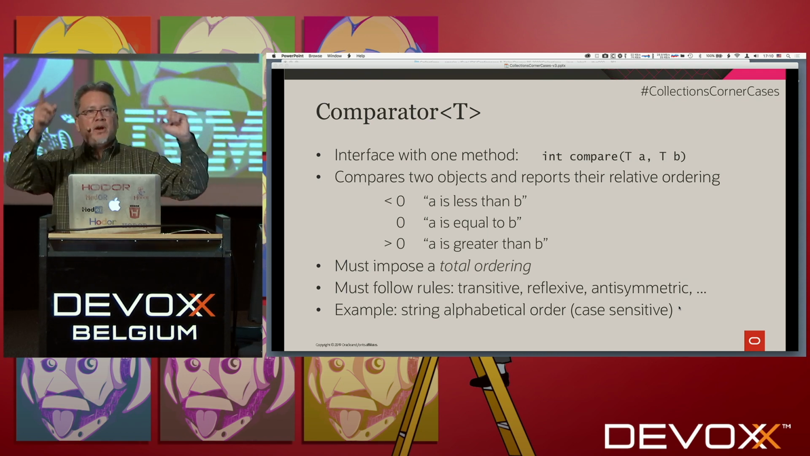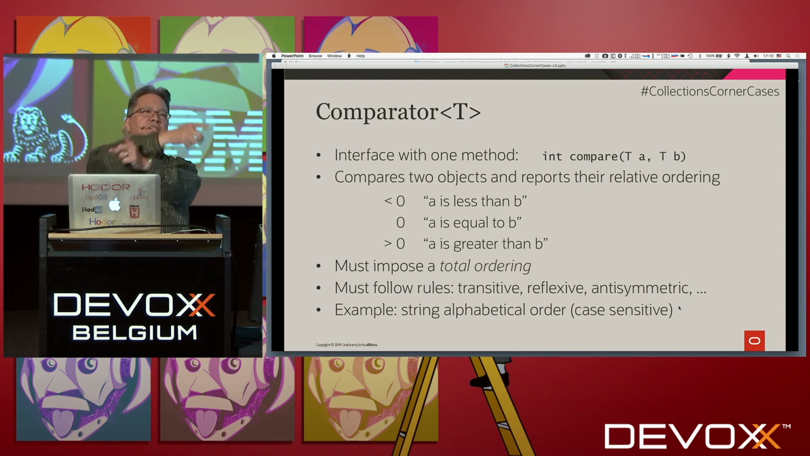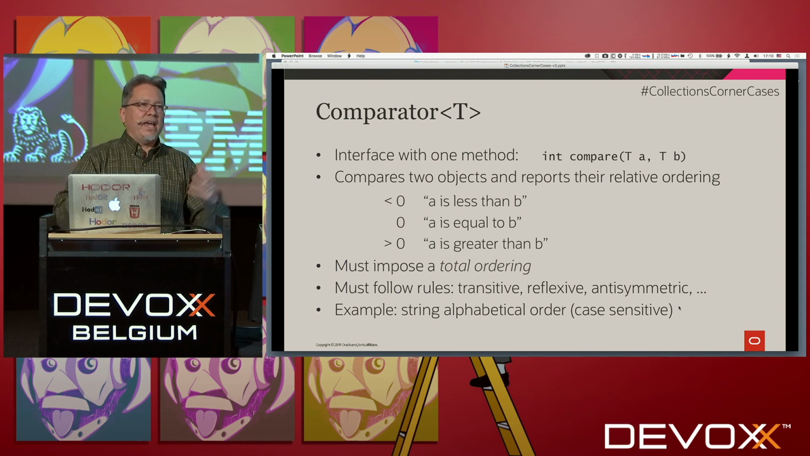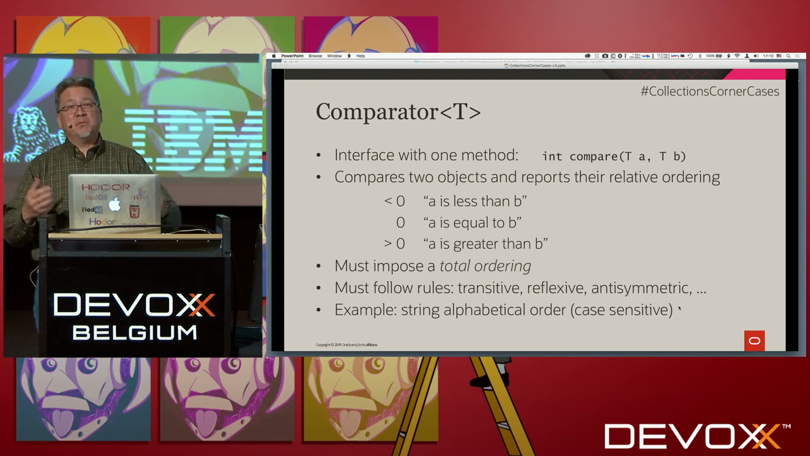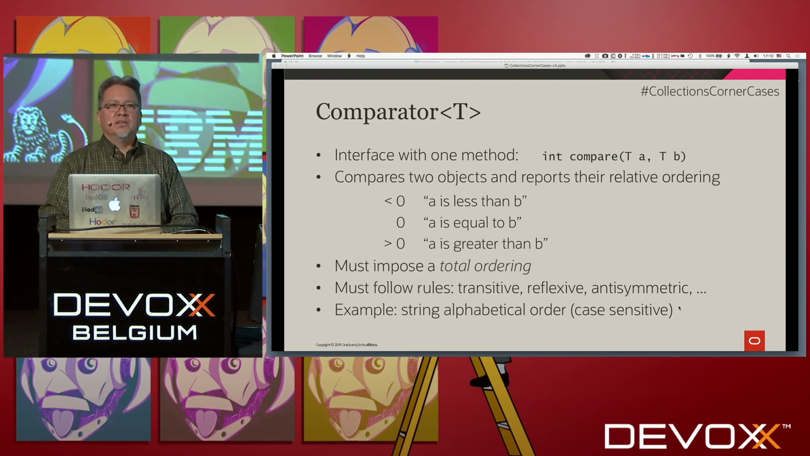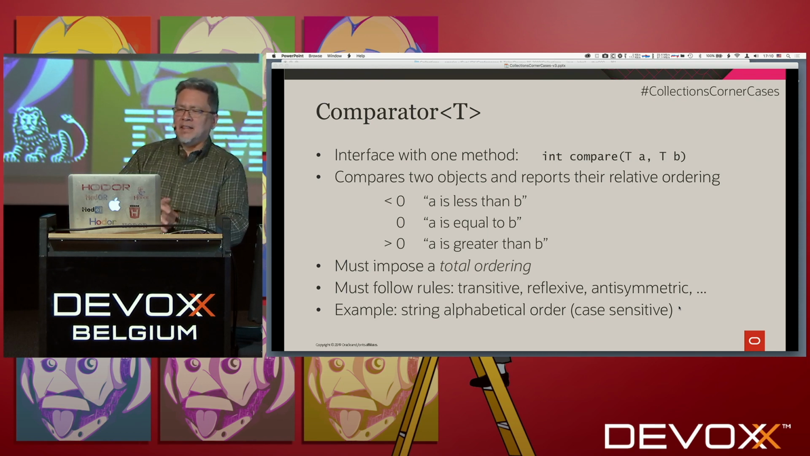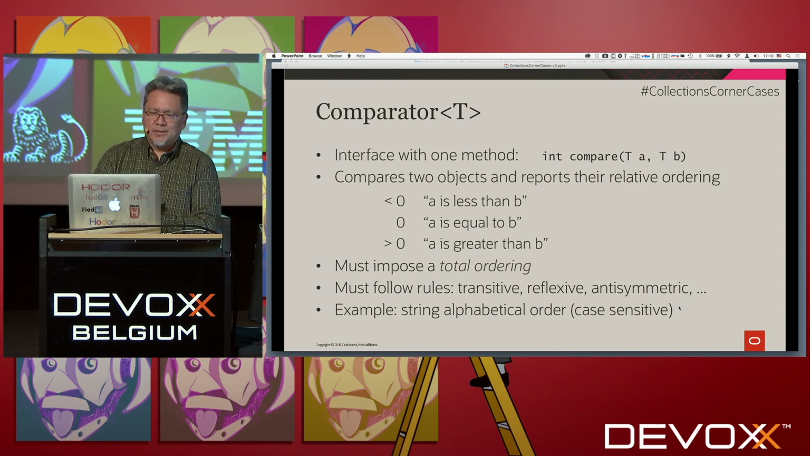So if you compare A and B and you get some result, and then you switch them, then the sign of that result should be the opposite of what it was, right? So if A is less than B, then pretty clearly B must be greater than A. It's actually pretty easy to write a comparator that has bugs in it, but let's set that aside for the moment. That's the subject of a different talk I gave here a couple years ago.